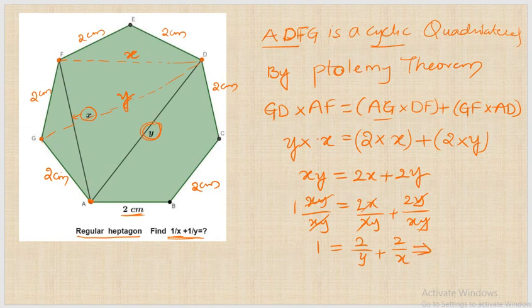What do I need here? I need 1 by x plus 1 by y. The 2 in the numerator I can take common, so 1 is equal to 2 times 1 by x plus 1 by y. Finally, 1 by x plus 1 by y is equal to 1 by 2. So the answer for this question is 1 by 2.